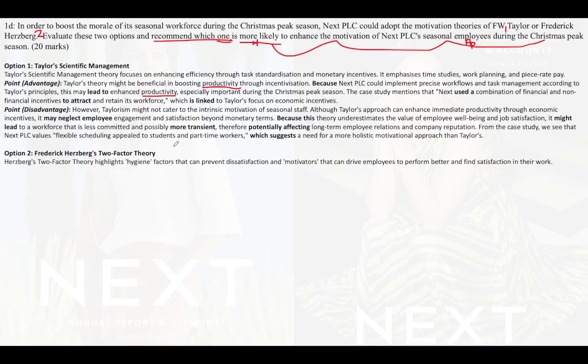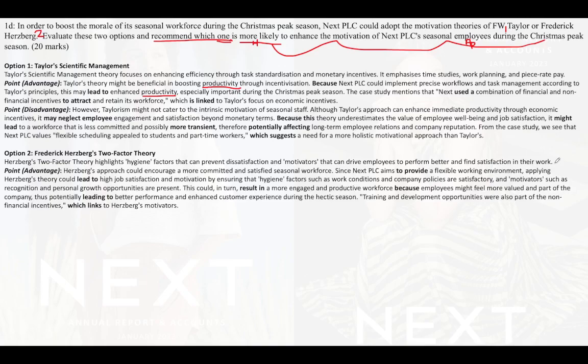Let's define Herzberg. Herzberg's two-factor theory highlights hygiene factors that can prevent dissatisfaction and motivators that can drive employees to perform better and find satisfaction in their work. Very textbooky. That's fine. At least we're going to talk about Herzberg, and we're not accidentally going to be talking about Herzberg's hierarchy of needs, which is one answer I've seen. People just remember Maslow and just called it Herzberg, which was fascinating. Didn't do well in the mark scheme.